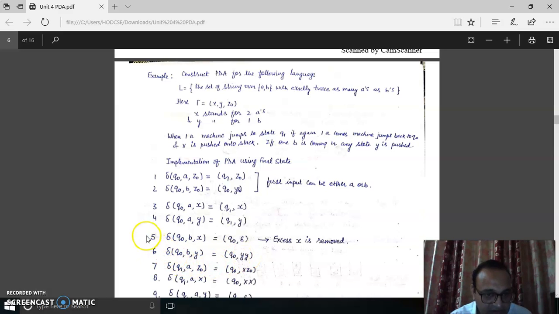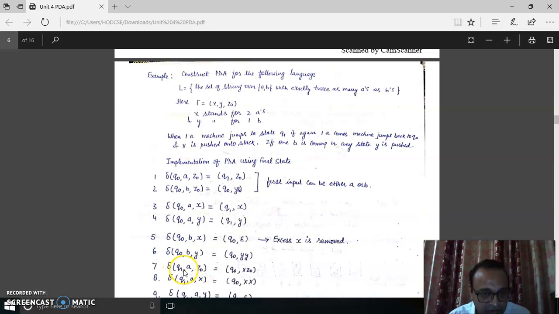Now see here, there are 6 transitions. 6 transitions means input symbol can be A or B, but stack top symbol can be Z0, X, or Y. So in this way there are 6 transitions. Stack top symbol is Z0, input is A. Stack top symbol is X, input is A. Stack top symbol is Y, input is A. Similarly, stack top symbol is Z0, input is B. Stack top symbol is X, input is B. Stack top symbol is Y, input is B. In this way there are 6 operations.